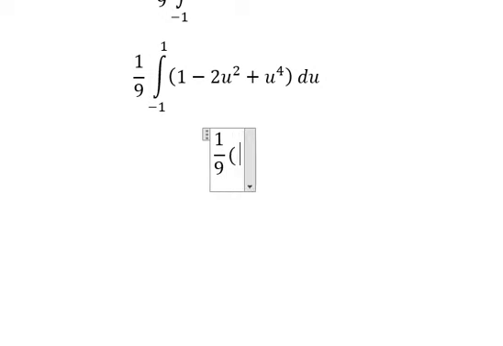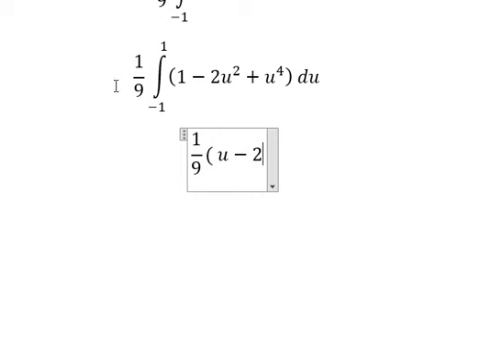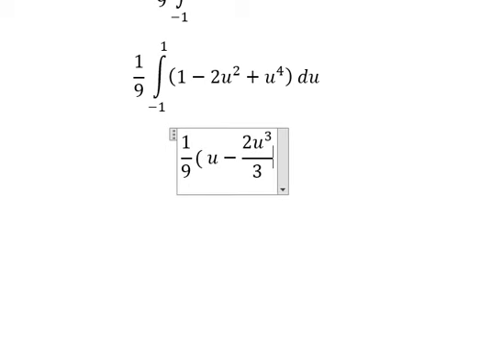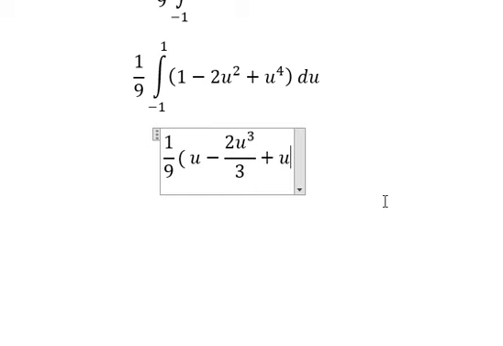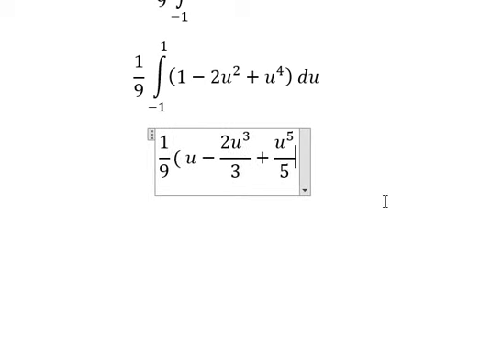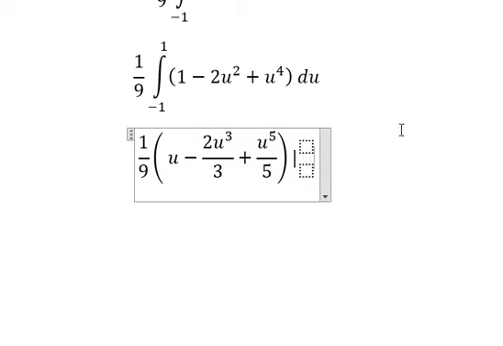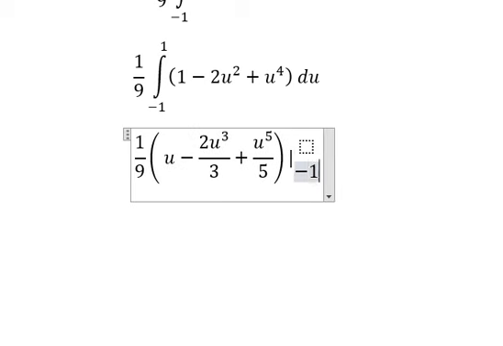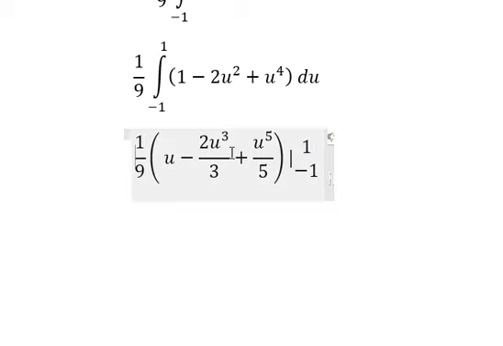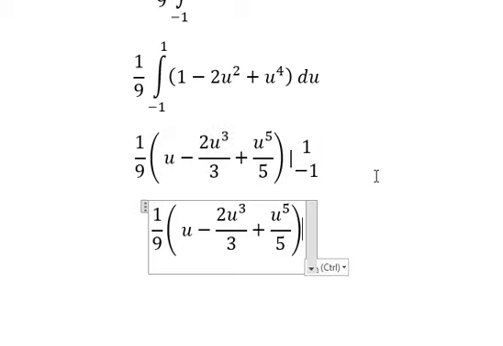The integration of 1 is u. The next one is u to the power of 3 over 3. The next one is u to the power of 5 over 5. And we put the bounds from negative 1 to positive 1. So we have the final answer.